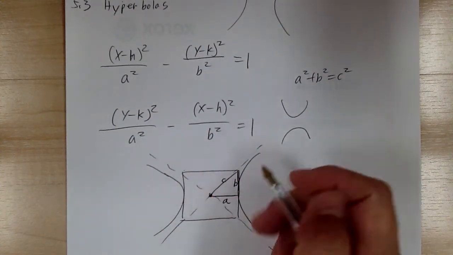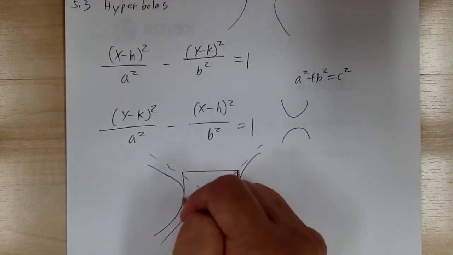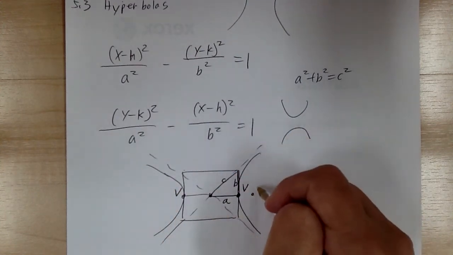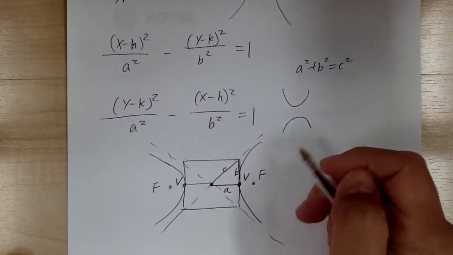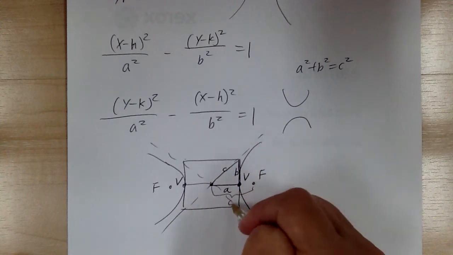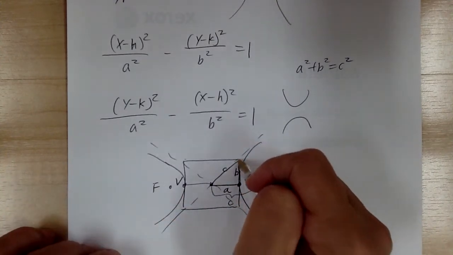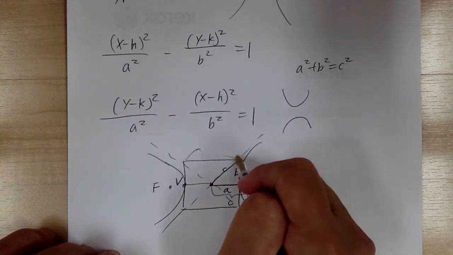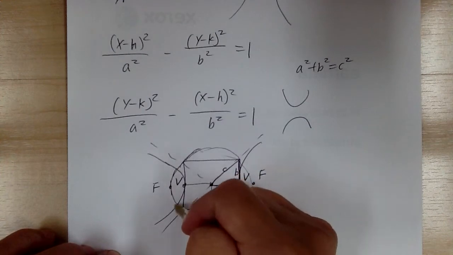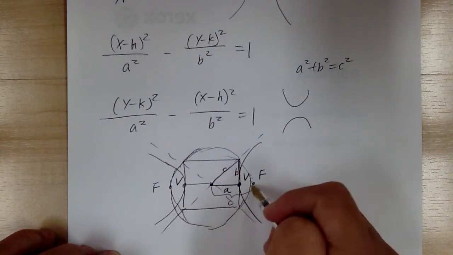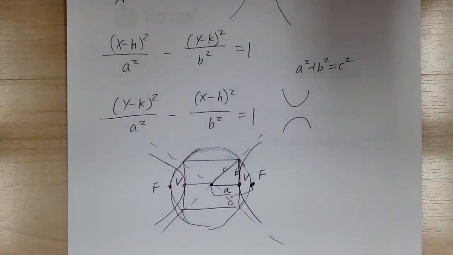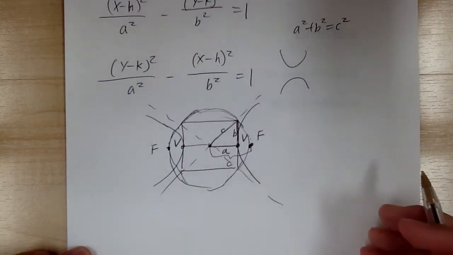Here's your center, and this is the vertex right over here. This would be the focus, and this distance over here is your c. If you were to draw a circle, using this as your center and c as your radius, notice that the focus would be on the circle. It's pretty cool how everything fits together.